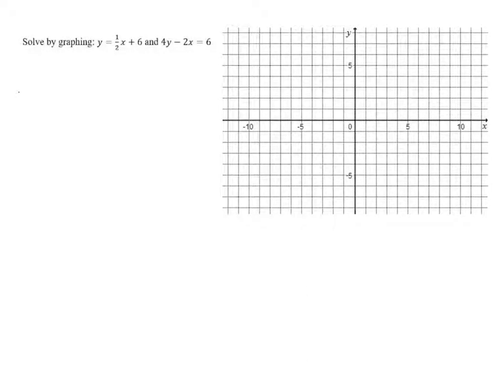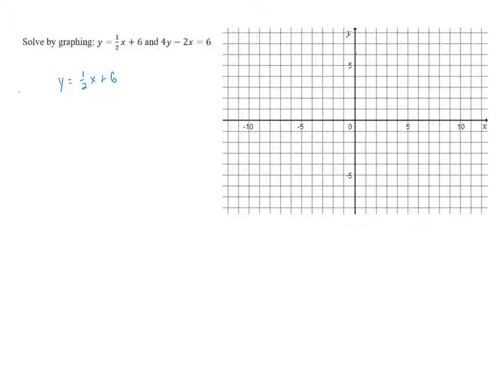Solve by graphing. y equals 1/2 x plus 6 and 4y minus 2x equals 6. If we look at the first equation, it's already in slope-intercept form, so we can use that to graph. We can see that the slope is 1/2 and the y-intercept is 6.